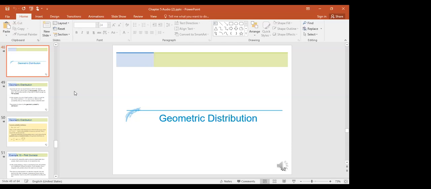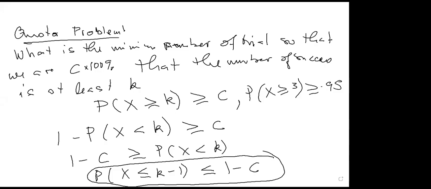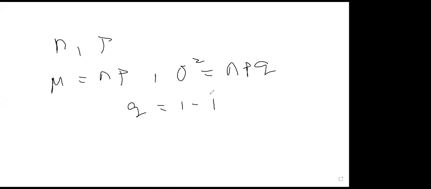We learned about linear transformation and linear combination of random variables. You will have questions on quizzes on those ones. And you have very few questions on the quota problem. You have some questions on the mean, variance, and standard deviation. Remember that for a binomial distribution with number of trials n and probability of success p, the mean is np, the variance is npq, where q is 1 minus p, and the standard deviation is the square root of npq.